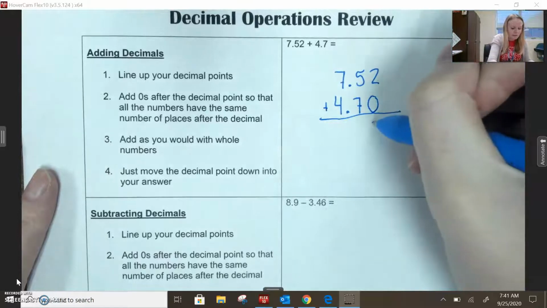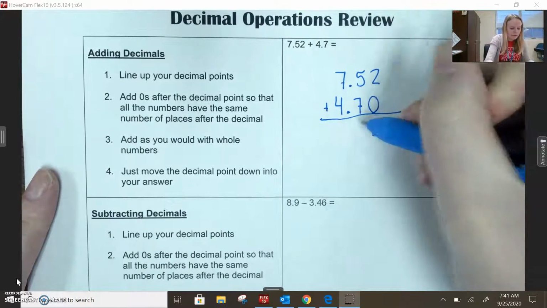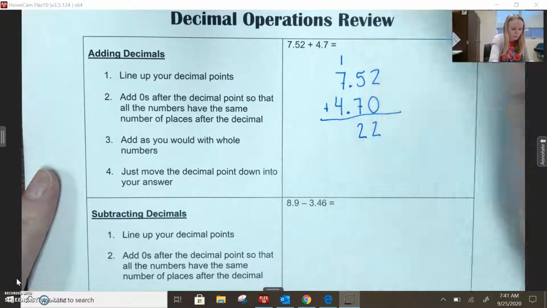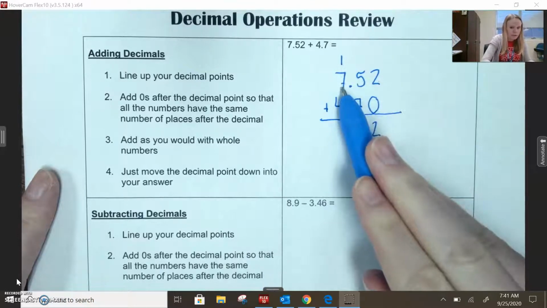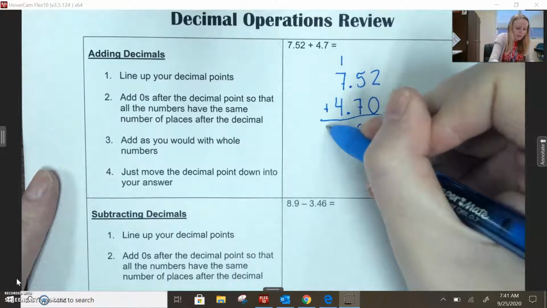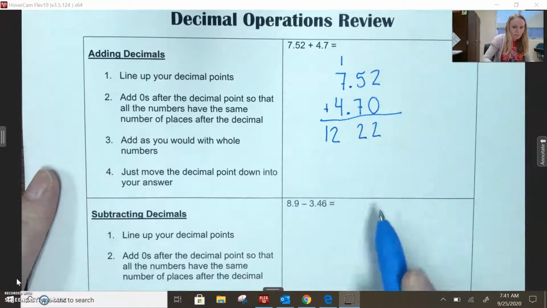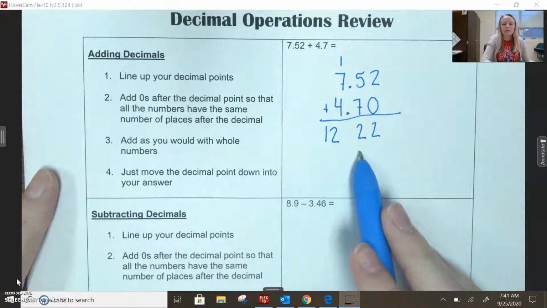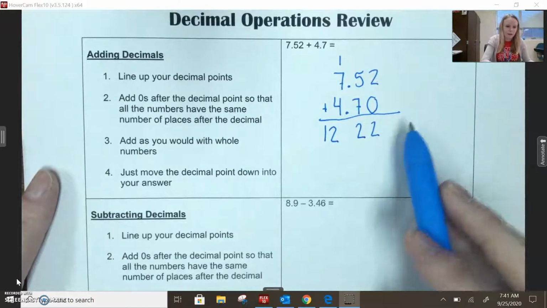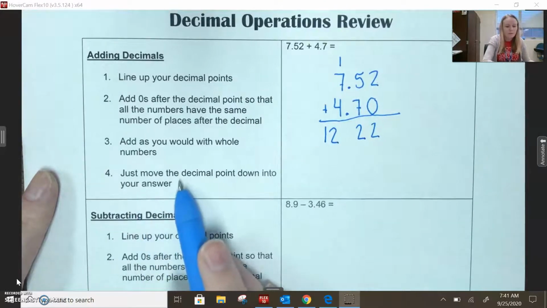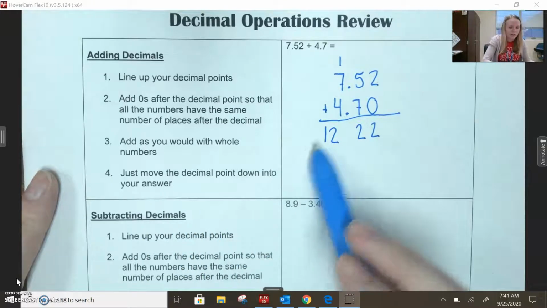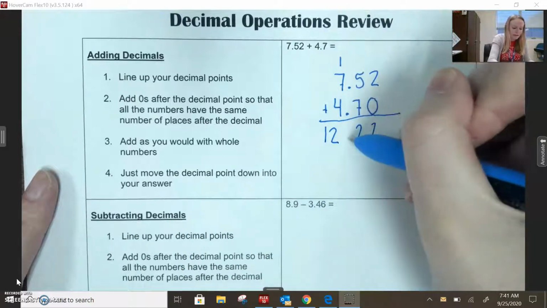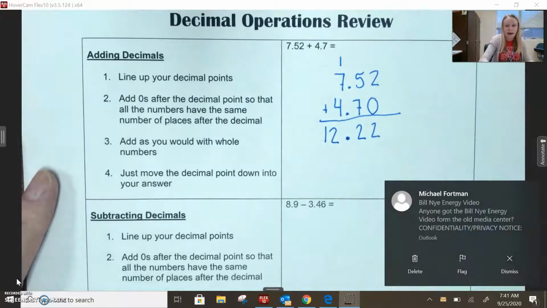2 plus 0 is 2. 5 plus 7 is 12. Carry the 1. Then I have 1 plus 7, which is 8. 8 plus 4 is 12. So it looks like my final answer would be 1,222. However, that would be incorrect. The last step that you have to do is move the decimal point down into your answer, so it still stays lined up. It's going to go in the same spot as it has been.